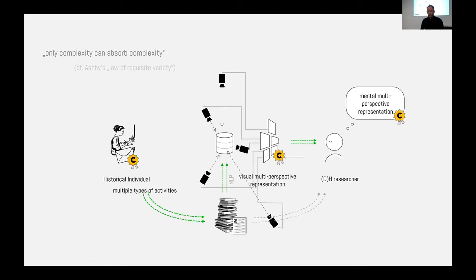Yeah, and it would be also possible to at least think of this law of requisite variety, which means only complexity can kill complexity, or complexity can absorb complexity. So that would be our argument this evening, that also our visualization tools shouldn't be too simple.